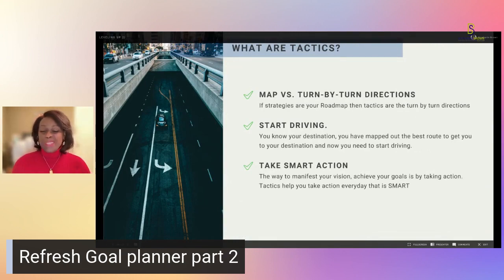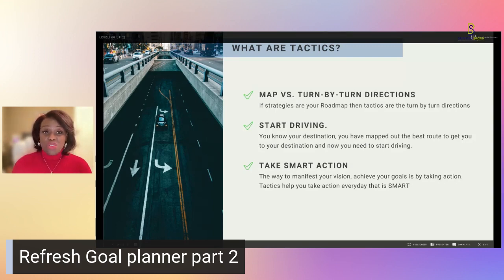Now we're getting into the 5th step. So just 5 easy steps. The 5th step is developing tactics. So what are tactics? You might be asking, Dr. Stephanie, you're using all of these words that I have never heard of before, and I am an expert goal planner. Well, I'm glad that you asked. If strategies are your roadmap, like I mentioned before, then tactics are the turn-by-turn directions.